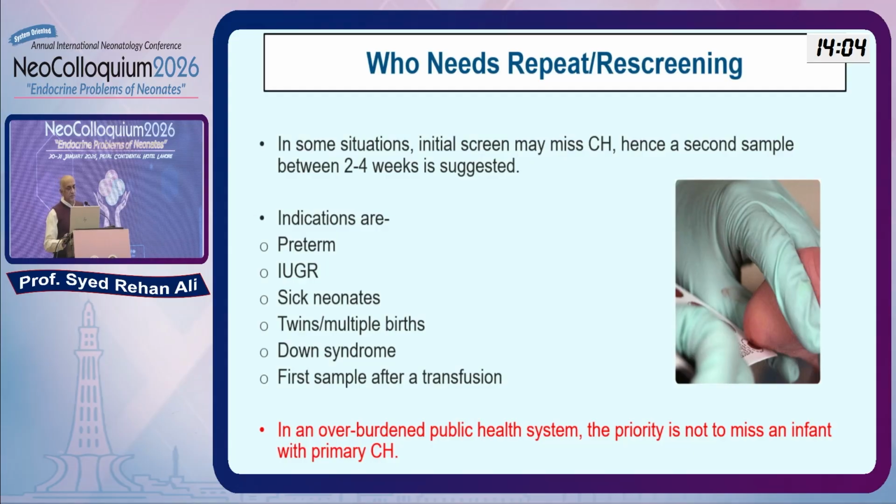So who needs repeat screening? In some situations, initial screening may miss congenital hypothyroidism, so a second sample is indicated at 2 to 4 weeks, like these preterms, IUGR, sick neonates, multiple births, Down syndrome, and first sample after transfusion.